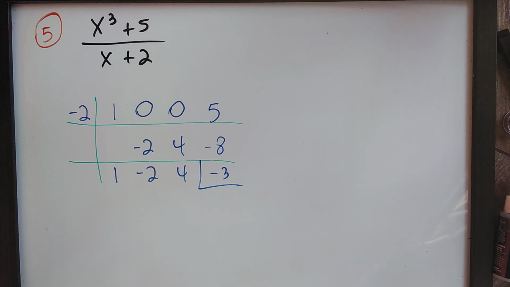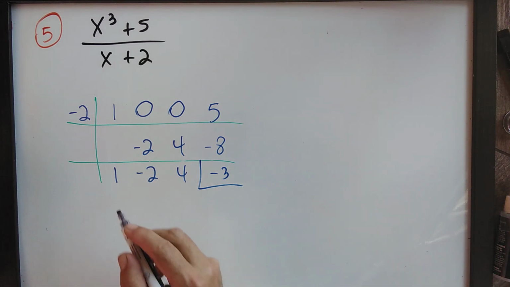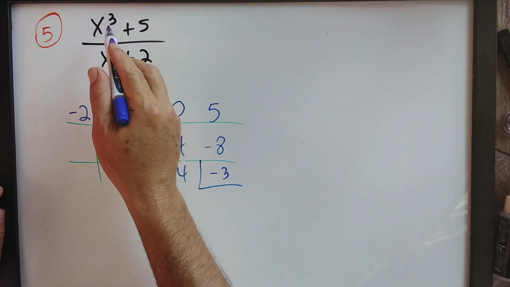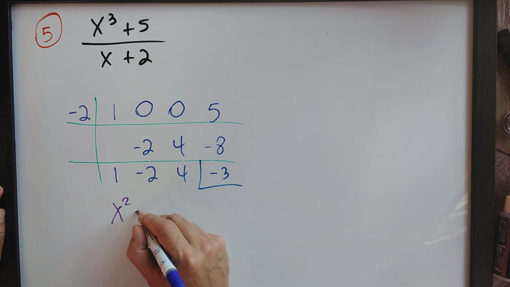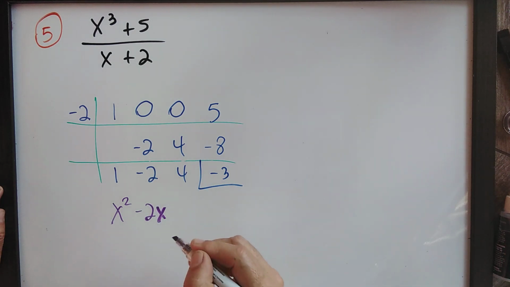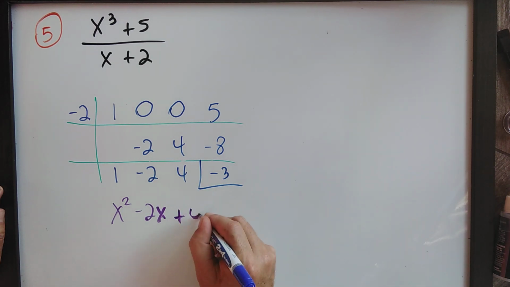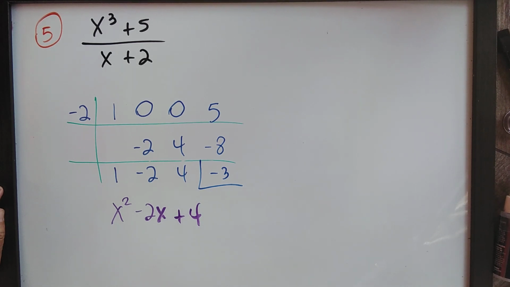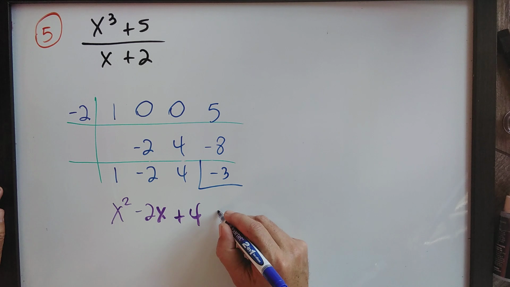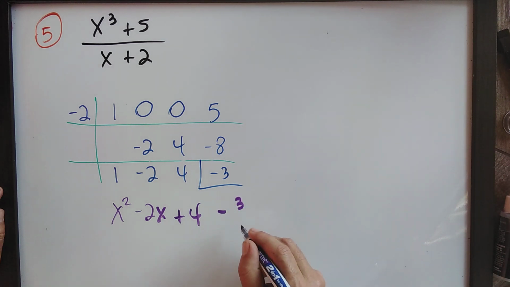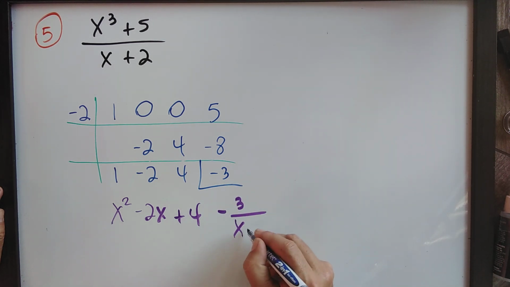That's going to be 1x squared, right? Because it's 1 less than that. 1x squared, or just x squared, minus 2x plus 4. And then minus 3 over my divisor.